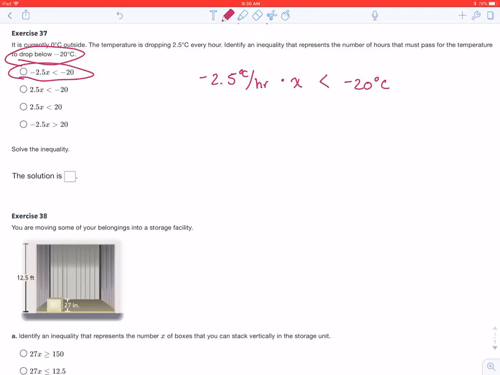degrees Celsius. So you guys will get to a point where you look at this problem and you solve it out just like that, no problem at all, because you recognize that if it's dropping, it has to be a negative rate. And then x represents the number of hours. And it has to be below negative 20. It's not going to be less than or equal to, it's just going to be less than negative 20. And then I'm going to let you do the solution on your own.